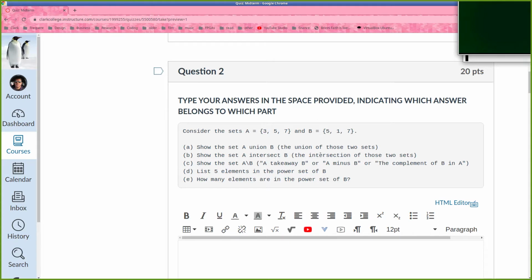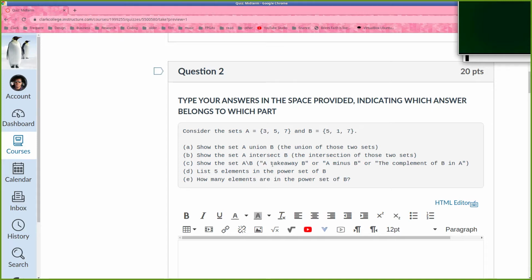So no real problem here with the union and the intersection. Nobody counted the 5 and the 7 twice, which is good. Intersection, things in common is just 5 and 7. Takeaway, I think everybody got that correct. So start with A, take away everything from B that's also in A. So start with 3, 5, 7, take away the 5, take away the 7, ignore the 1, you're left with just 3. Listing elements of the power set.